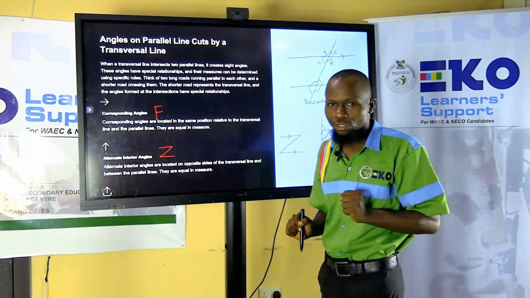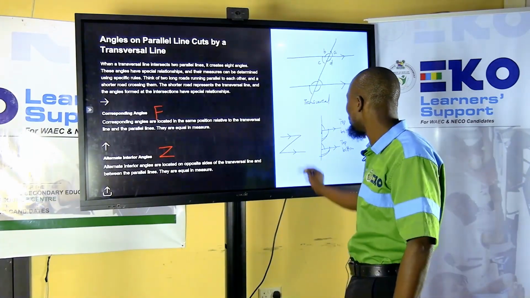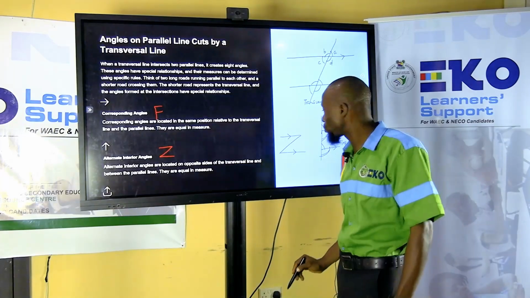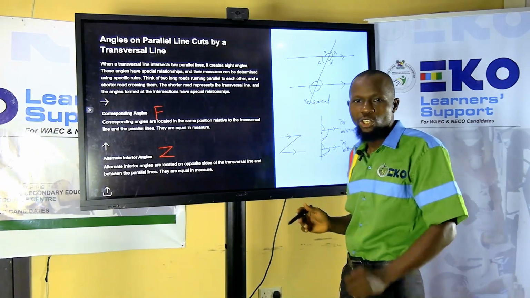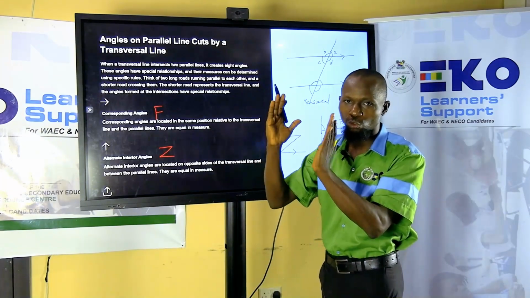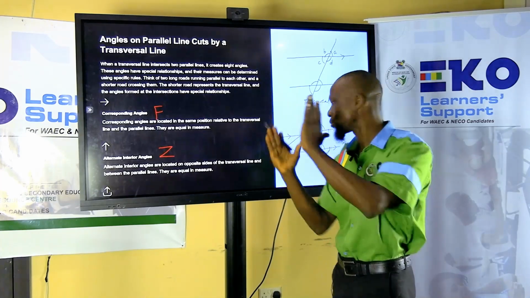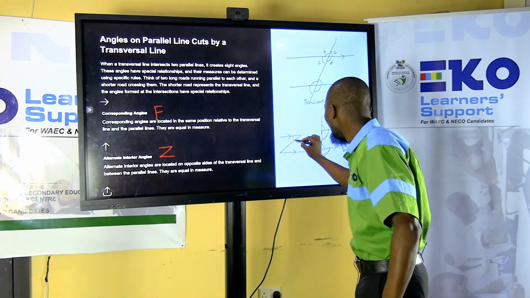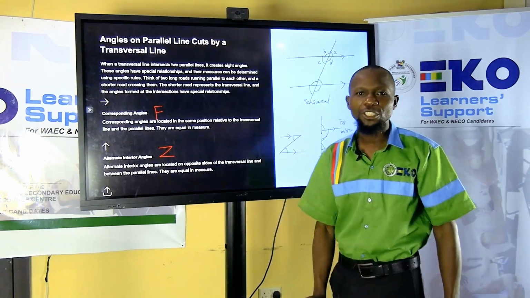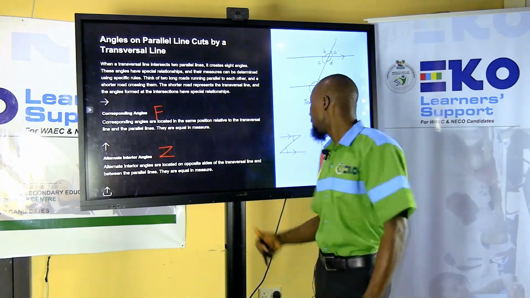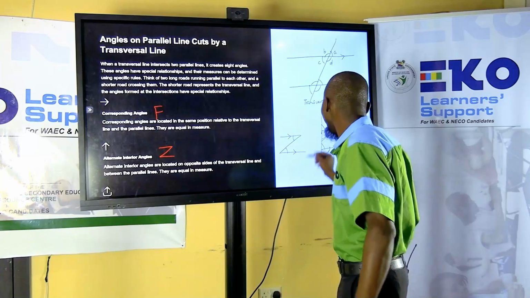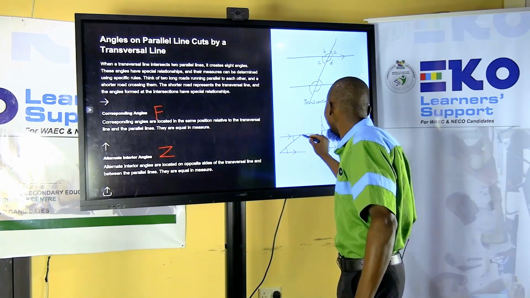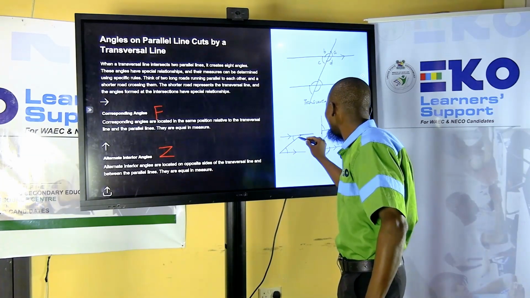Then we also have alternate angles. So what do we mean by alternate angles? When you have a Z, this is a Z. Sometimes you can turn it and it will become an N and so on. So if you have something such as this, then we pick the corner here and the corner here. We say they are alternate.